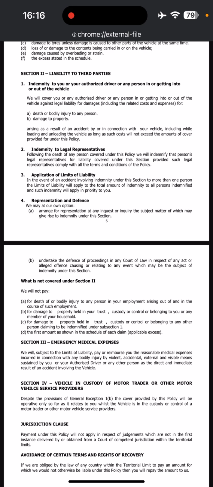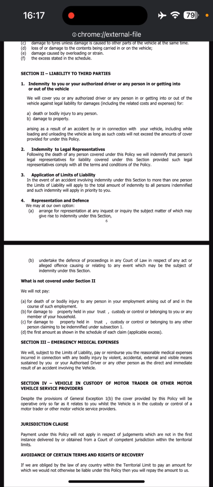Indemnity to legal representatives. Of course, your legal representatives are also provided for indemnity in the policy. You need to read that. Following the death of any person covered under this policy, the insurer will indemnify that person's legal representatives for liability. You may die in the process of an accident, and of course your next of kin may be taken to court under your motor insurance policy, so they are represented in the policy. That is just an example I'm giving you, but lawyers can give better examples because they do this every day.